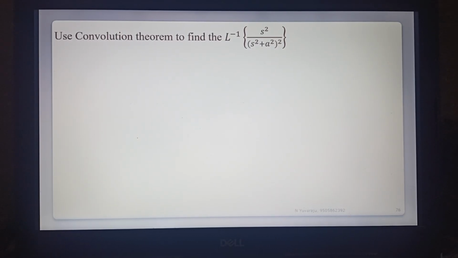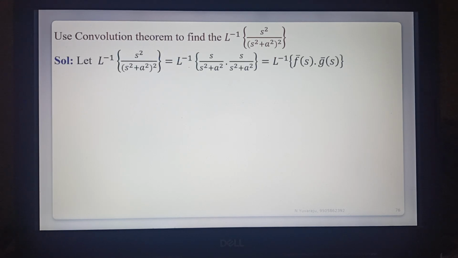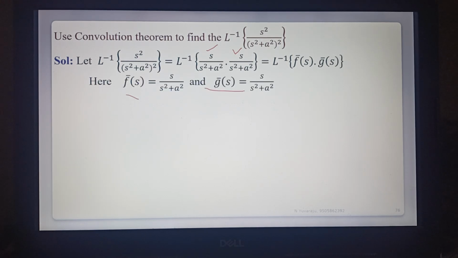Next example: use the convolution theorem to find the L inverse of s square by s square plus a square whole square. The assumption here is a product of two functions. This is f of s and this is g of s. That is equal to f of s and g of s.